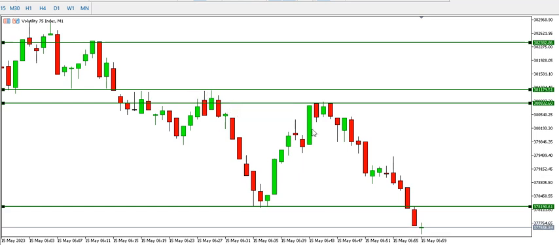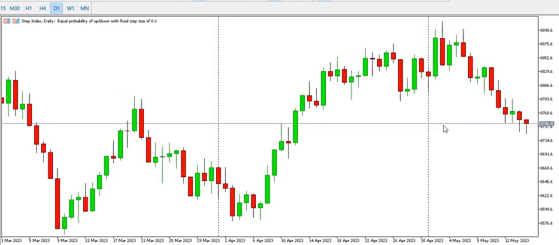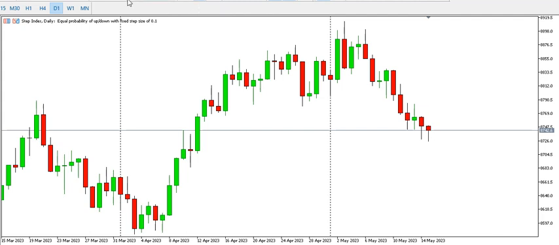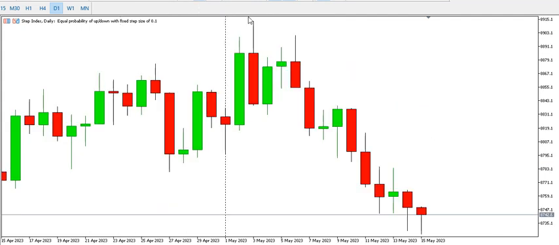Let's take a look at what is happening on step index. Step index is quite bearish on the daily time frame. You can see step index bearish on the daily time frame.